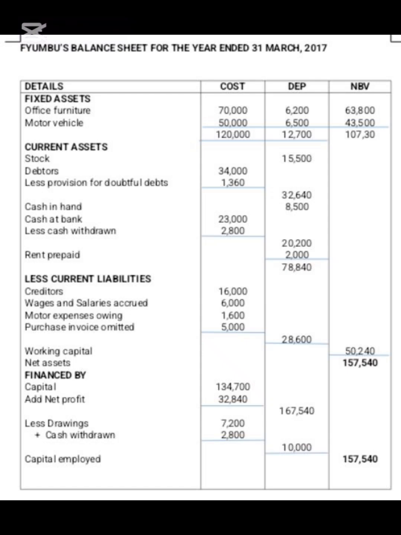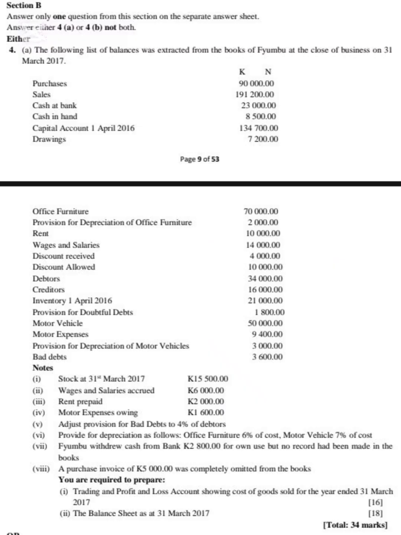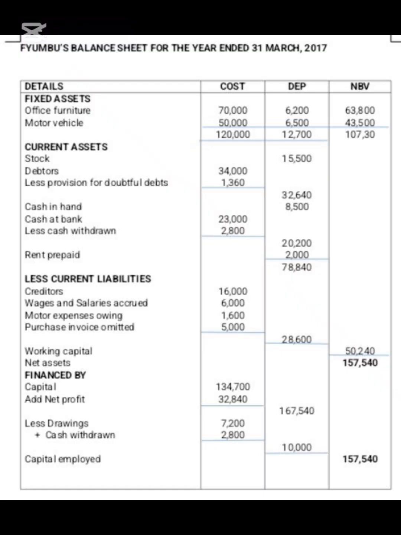Then under the current assets, we also have rent prepaid 2,000 kwacha. When you prepay an amount, that amount to the business will be treated as a current asset. Someone is holding that money for you. It is an asset for you in the business. Okay, if we add the total current assets, it should give us 78,840. Then now we go to the current liabilities.